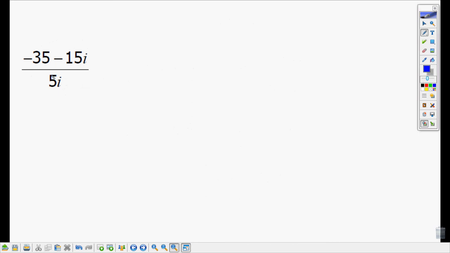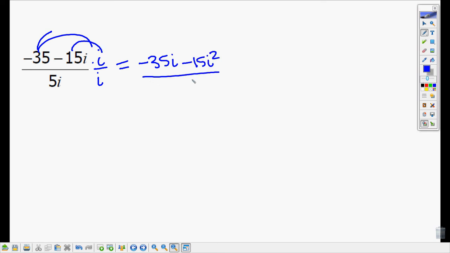Again, I'm going to multiply by a factor of i. Now, if you notice that all of these are divisible by 5, that is a legal first move, but I just want to keep the process rolling in the same way. So I'm going to multiply top and bottom by i. So I have negative 35 times i is negative 35i. Negative 15i times i is negative 15i squared, all over 5i times i is 5i squared. So again, I'm going to replace my i squareds with negative 1.